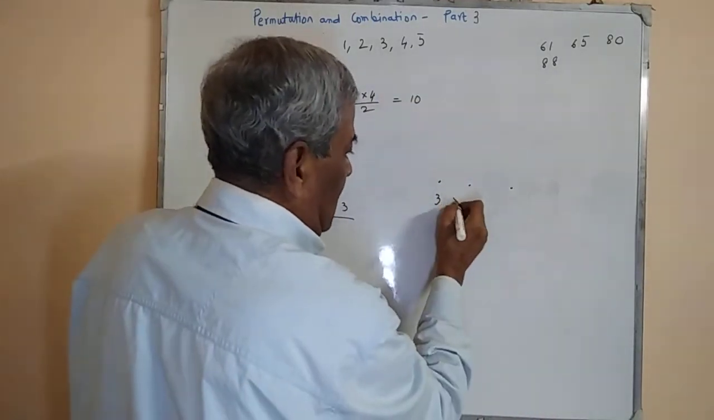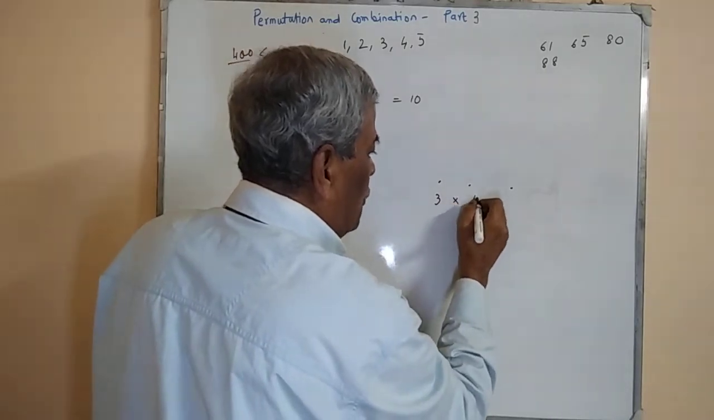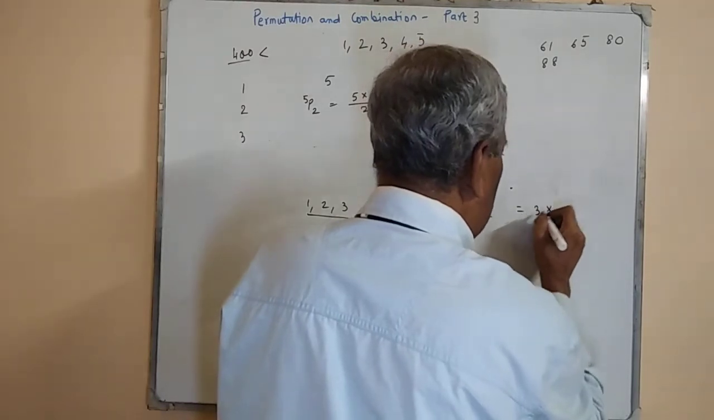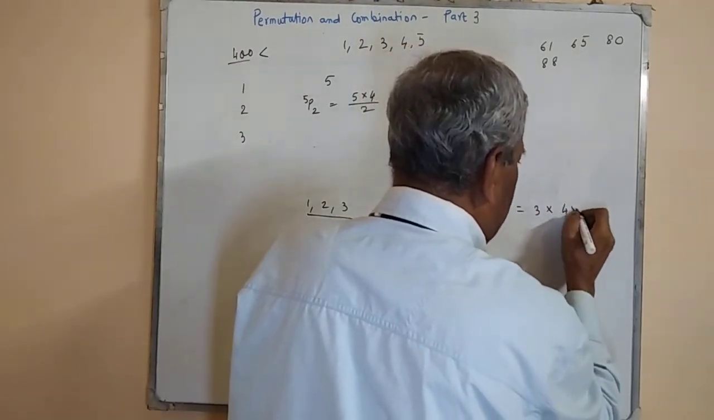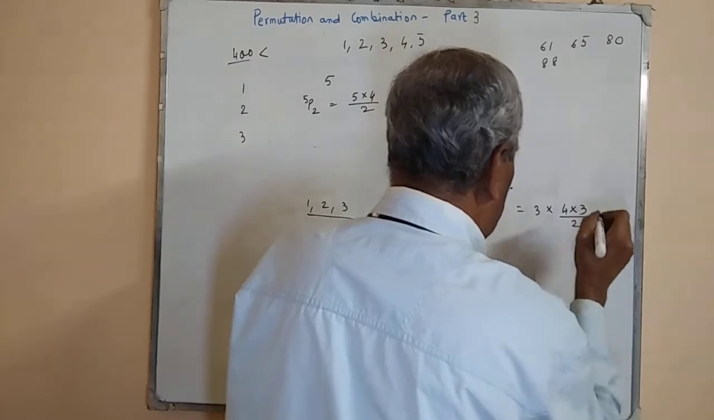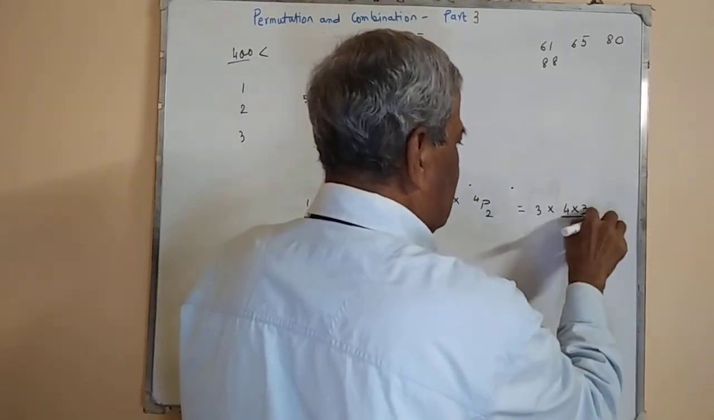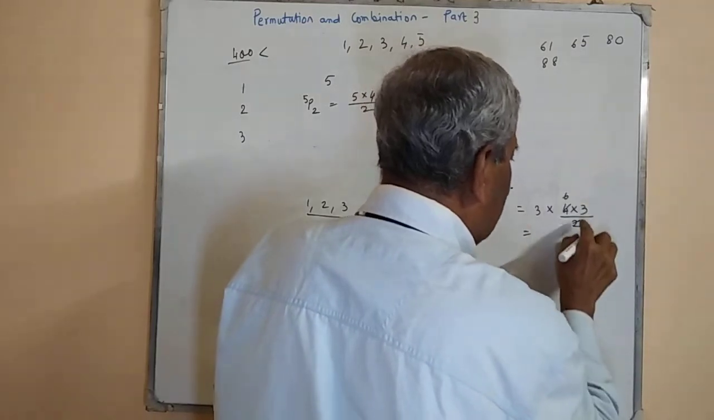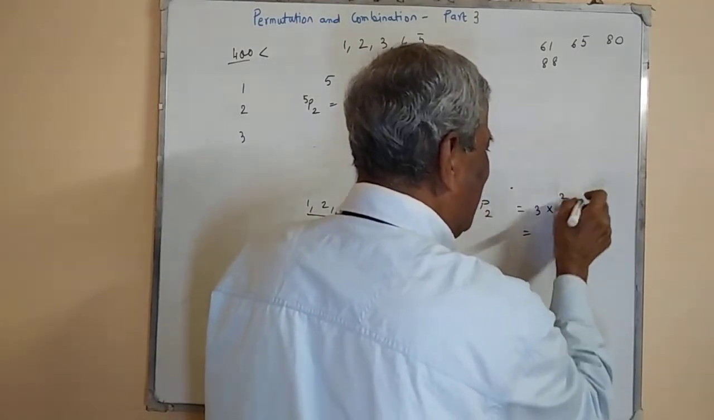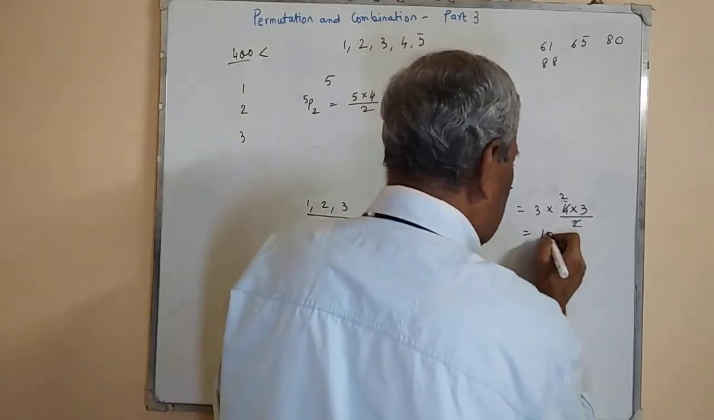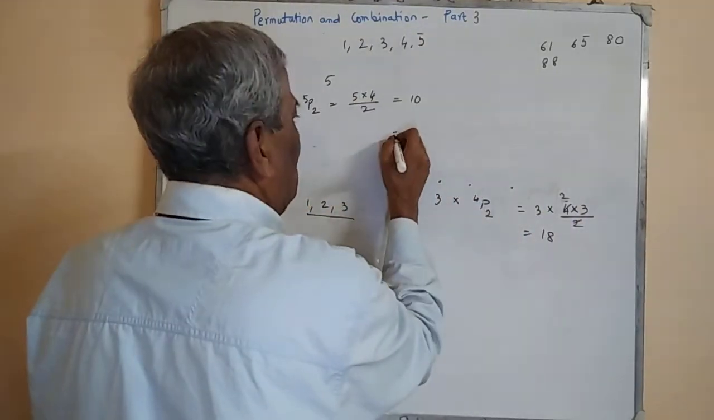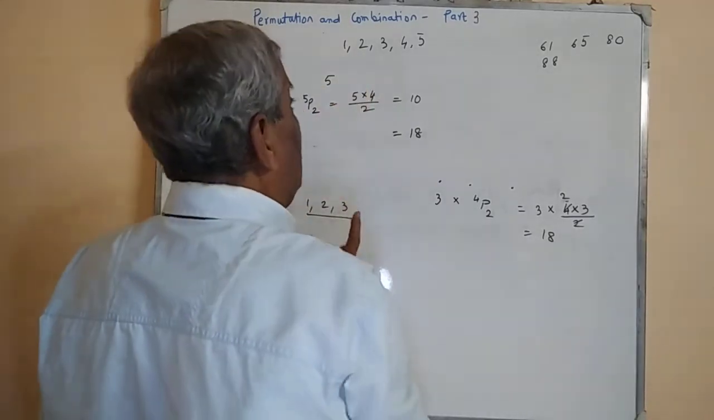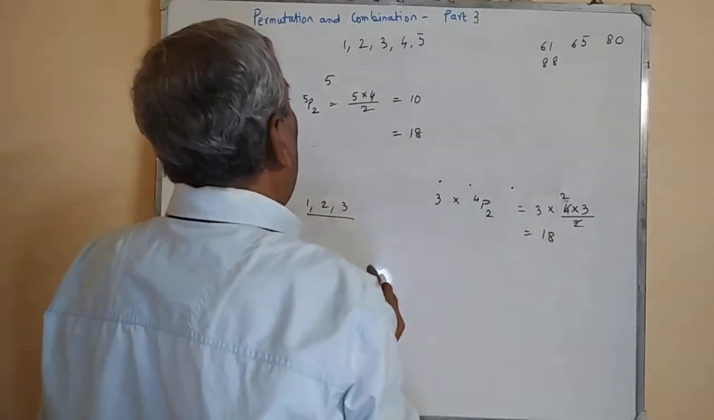That can be done by 4P2. So it is equal to 3 into 4 into 3, that is 12. Sorry, this is equal to 12 into 3, 36 ways. So three digit numbers less than 400 can be obtained in 36 different ways.